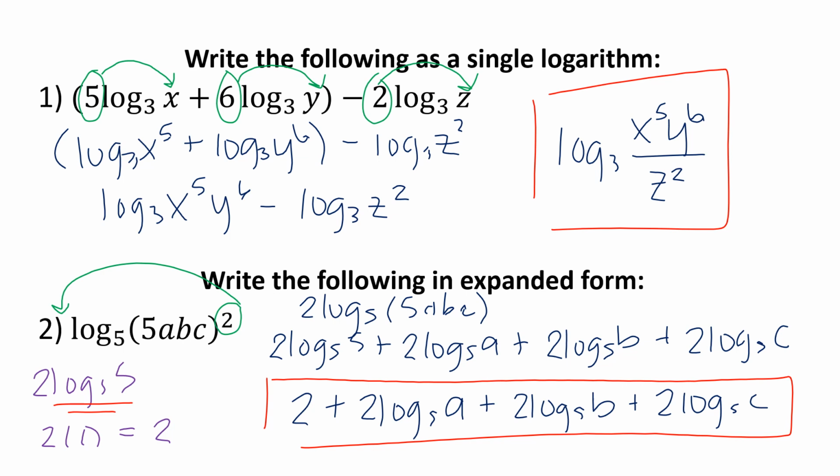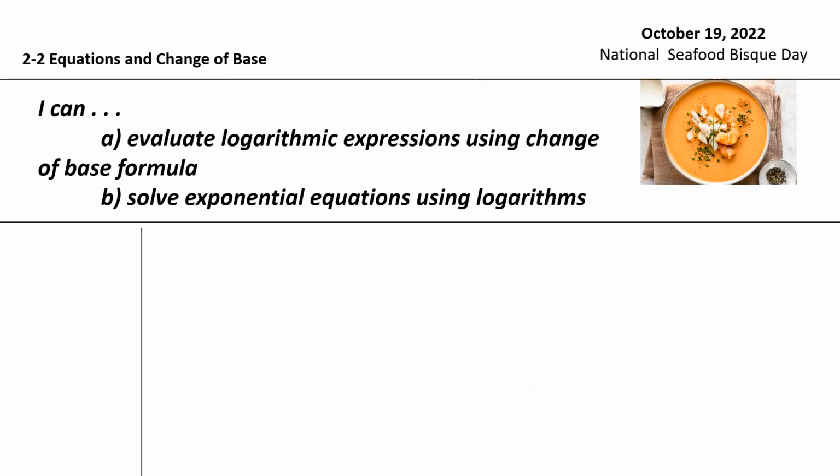You usually don't have any exponents in expanded form, so I wouldn't bring those 2's back up. Everything usually is brought down to the front when you're in expanded form, versus number 1, where there are exponents because it's a single log. So yeah. All right, let's move on.